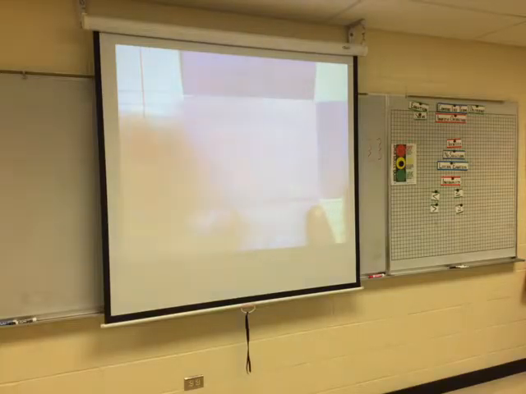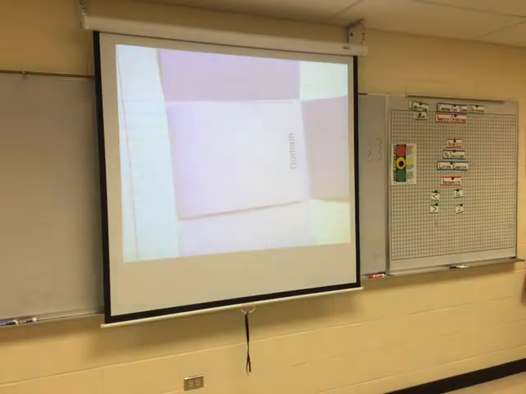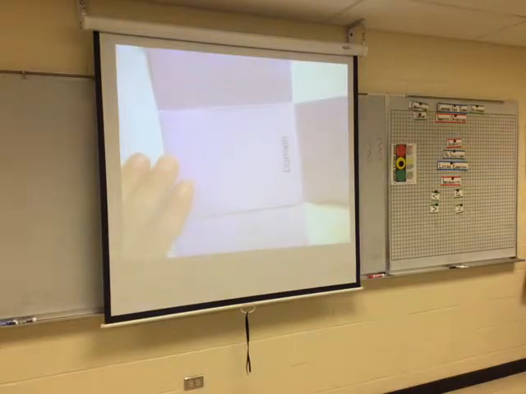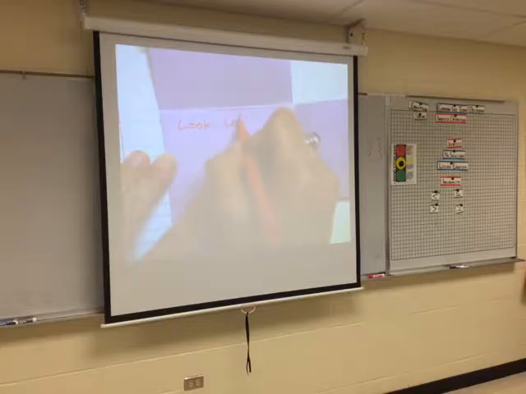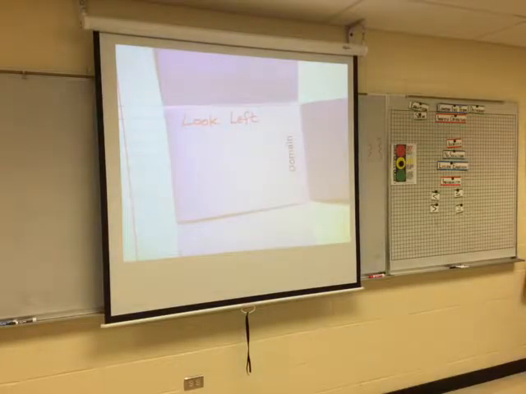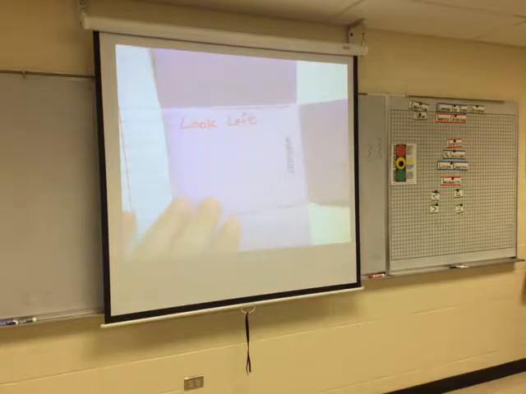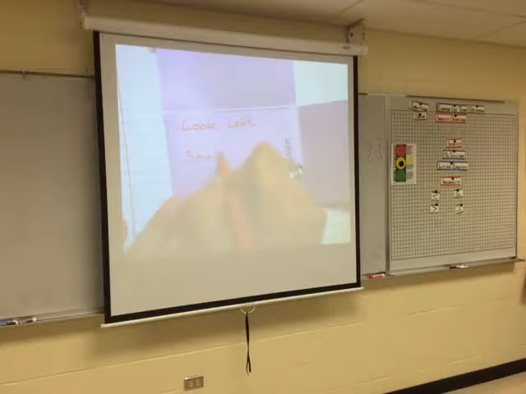So if you would fold in the left side, and I'm going to give us a clue. We're going to look left. Look left. On the left side, we're looking for the smallest x value.